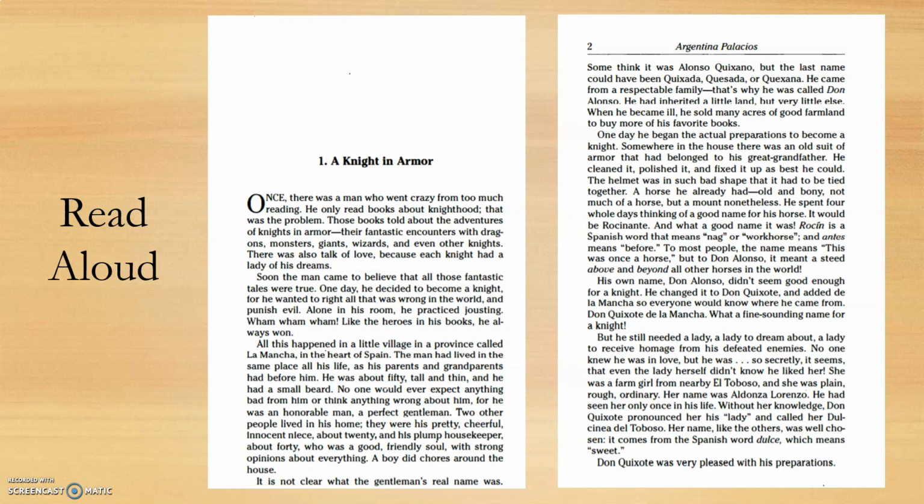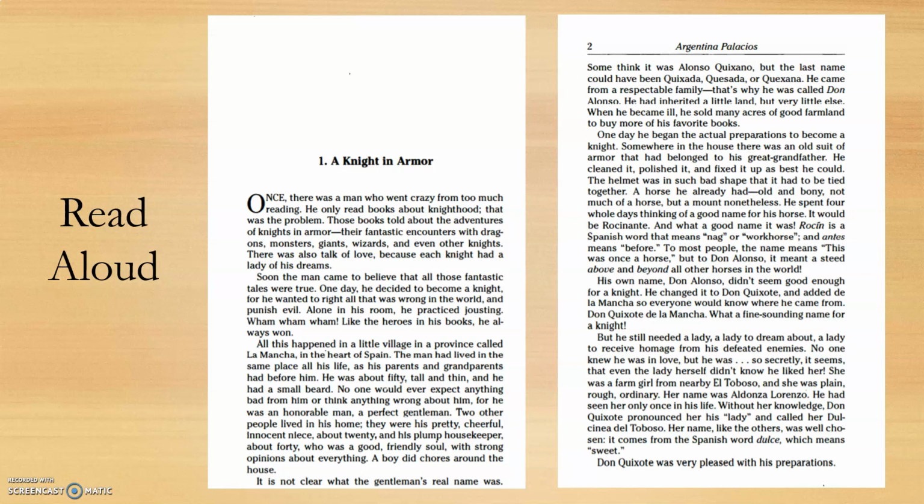It is not clear what the gentleman's real name was. Some think it was Alonso Quixano, but the last name could have been Quixada, Quixana. He came from a respectable family. That's why he was called Don Alonso. He had inherited a little land, but very little else. When he became ill, he sold many acres of good farmland to buy more of his favorite books.